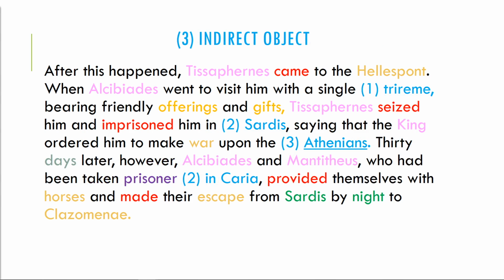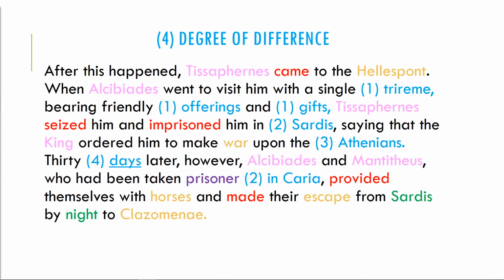There's also indirect objects, the Athenians. Make war on the Athenians. So you're making war, direct object, on the Athenians, indirect object. There are also some degree of difference in here. 30 days later. So later by 30 days. That's also going to be in the dative.